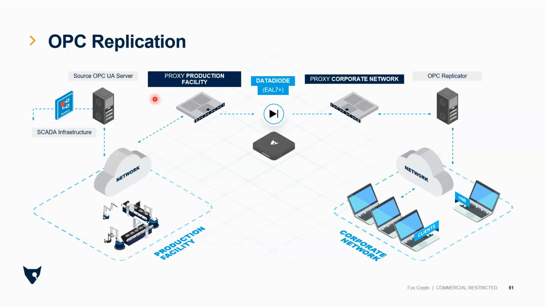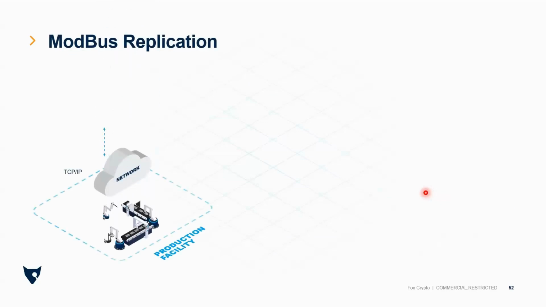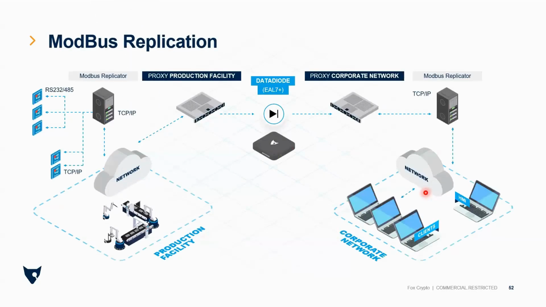And for that, we created an OPC replicator. So the entire OPC and SCADA infrastructure sends the information to the OPC server. Our replicator connects with the server, sends it across, and makes it available here in the corporate network. And OPC is one flavor. You also have Modbus, also a long-existing protocol widely used in the industry. And for that, we also have a replicator. So you can get all the information out of your OT network and transport it over the data diode to the IT network, where you can use the information.